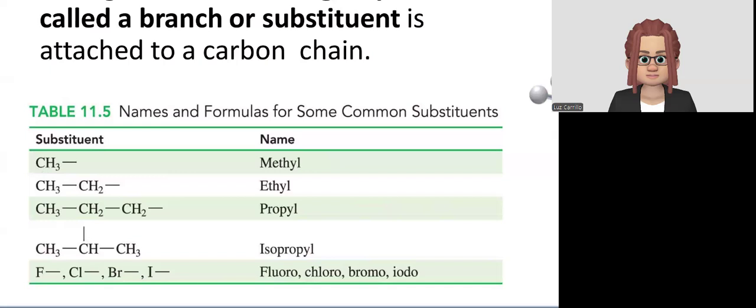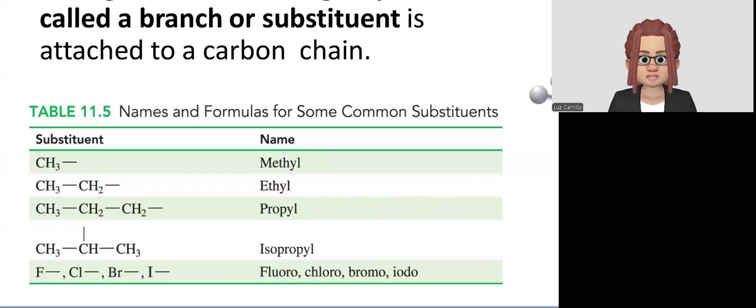Next one, if I have a CH2CH2CH3 connected to a parent chain, meaning the longest continuous chain of carbon atoms, that is known as a propyl group. Prop for 3 carbons, yl for substituent. Now, instead of connecting to the end carbon in a propyl group, if I'm connected through the middle one, that is known as an isopropyl group.